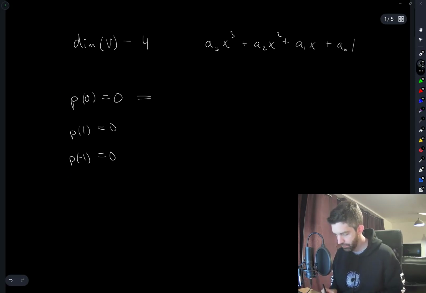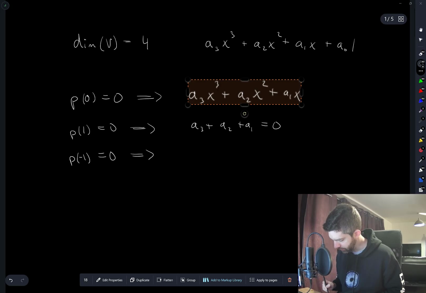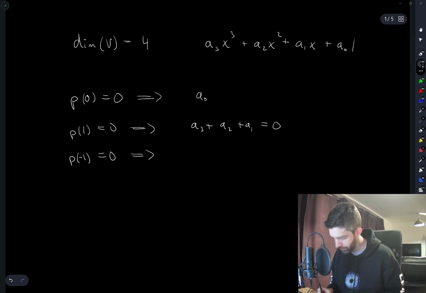but that's not going to be the case. So in fact, all of the polynomials now have to be of this form. If P of 1 equals 0, this means that A3 plus A2 plus A1 has to equal 0. Instead of that, I'll write it as A0 must equal 0. And P of negative 1 equals 0 says that negative A3 plus A2 minus A1 is equal to 0.